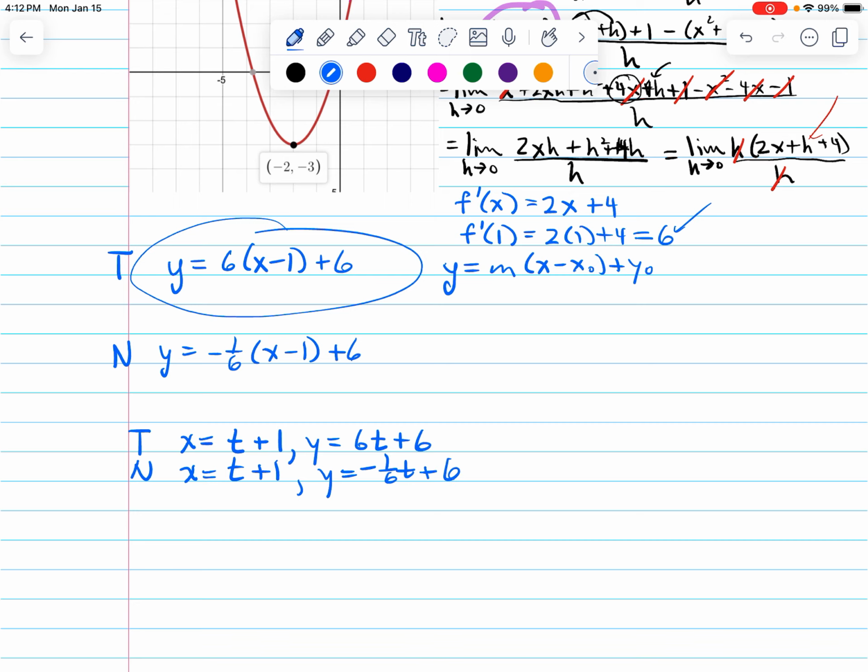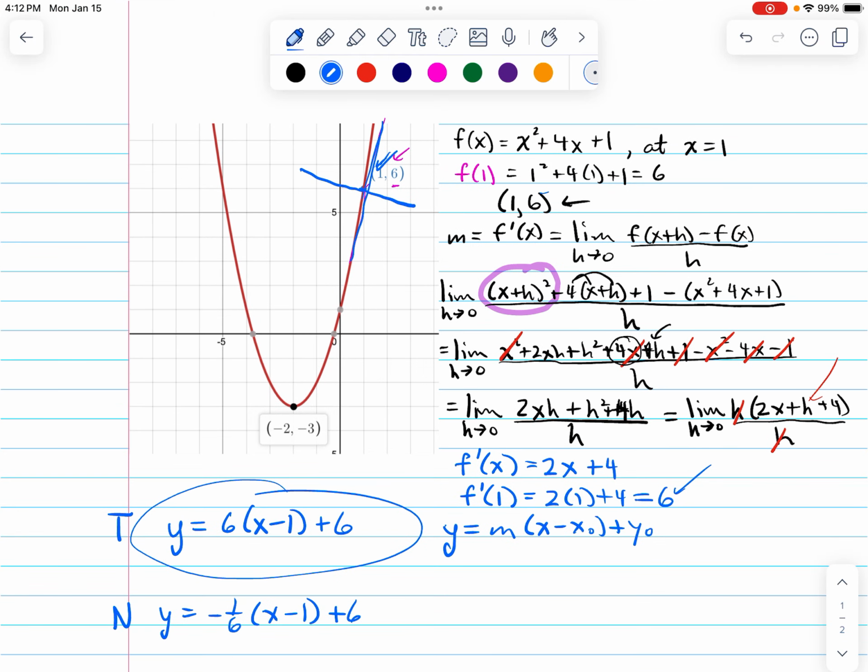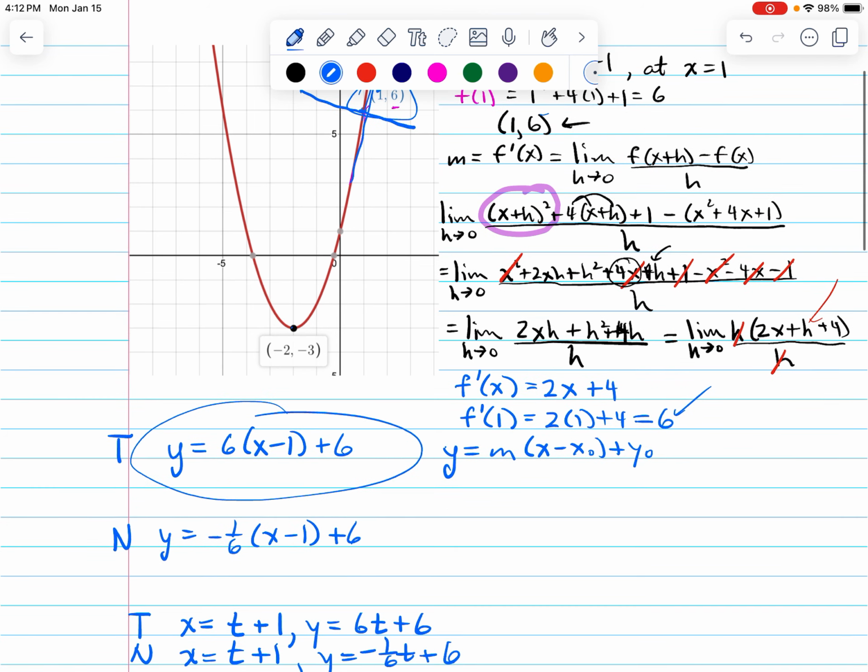Those are the parametrics. Now, that's everything you're asked to do here. You were just asked to find the equation for the tangent and the equation for the normal and the parametric presentation of those. Now, that's for this point, 1, 6. Now, I want to talk about this point down here, -2, -3. Let's do that for -2, -3, because if you look here and think about the tangent, just ask yourself, what is the slope of that one? Well, that slope is 0.